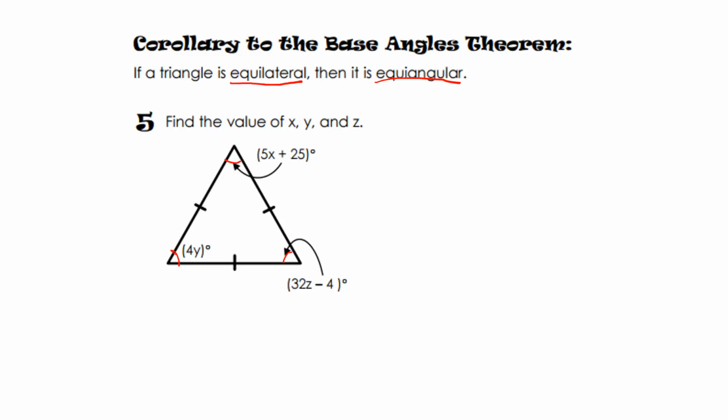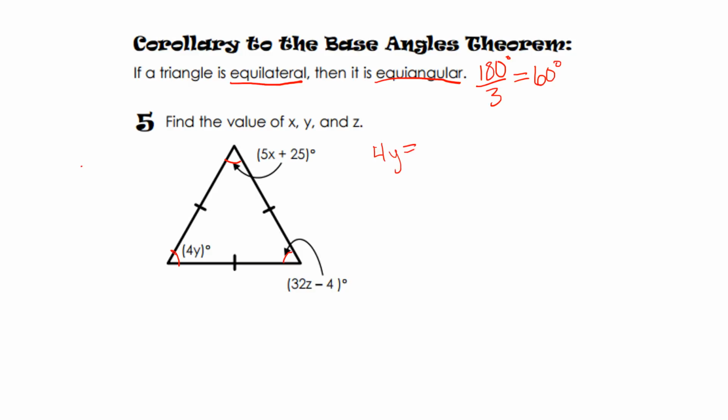So now let's try to find the value of x, y, and z. So we could set up an equation that says 4y plus 5x plus 25 plus 32z minus 4 is all equal to 180, but that wouldn't help us because we have multiple variables and there's no way we could solve that. But we do know that every triangle has 180 degrees, right? And every single equiangular triangle means that each angle has to be congruent, so each angle has to be 60 degrees because 180 divided by 3 is 60 degrees. So knowing that information, we can just set up each angle equal to 60.